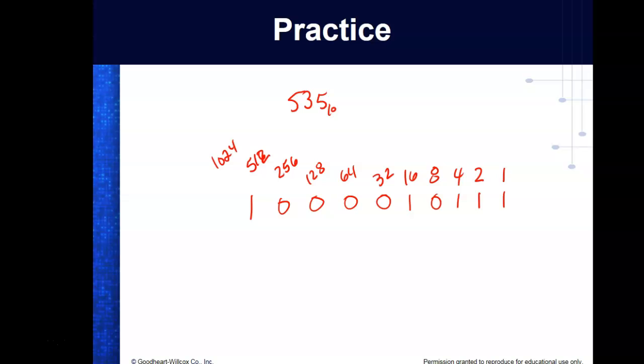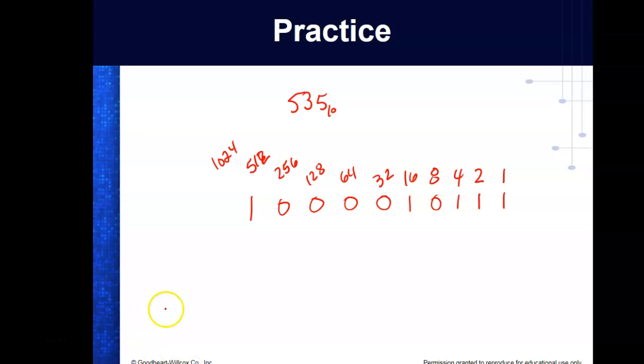Everybody got that? Anybody need to see it work? So if I wanted to give you this number in hexadecimal, what would I do? We already talked about that too.